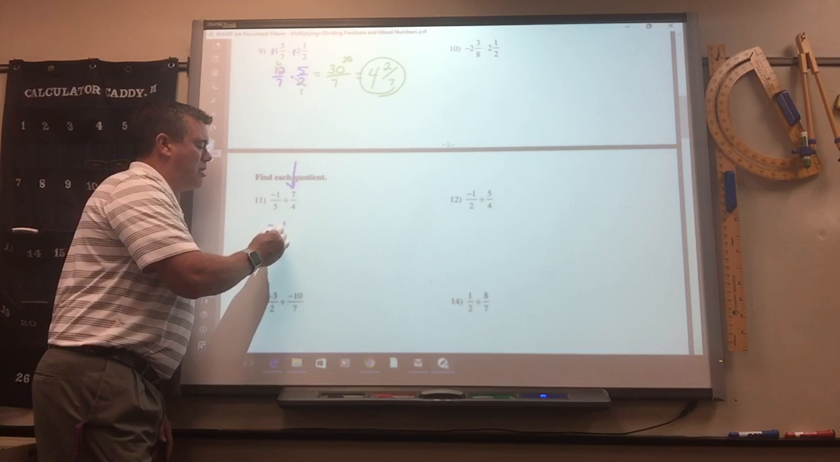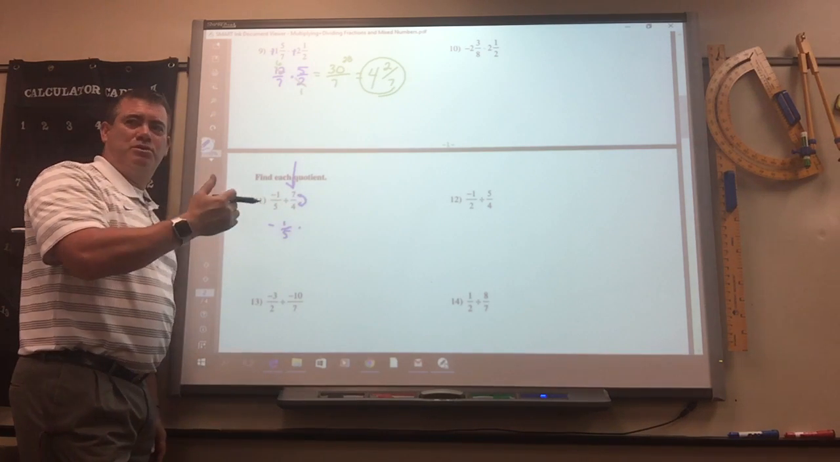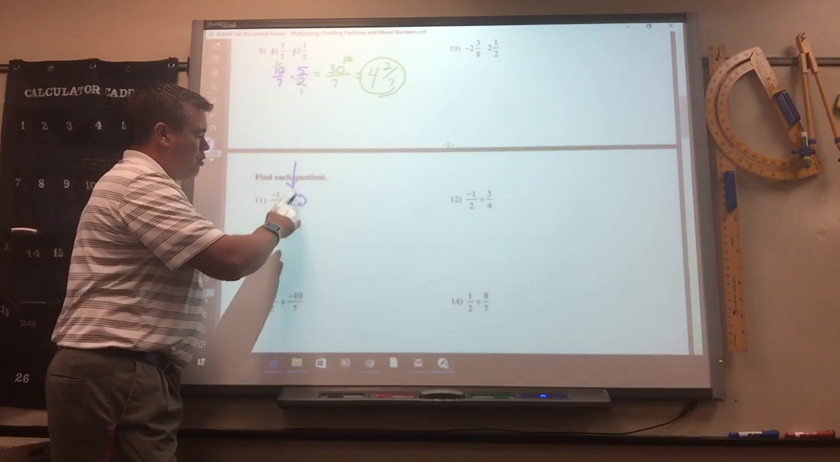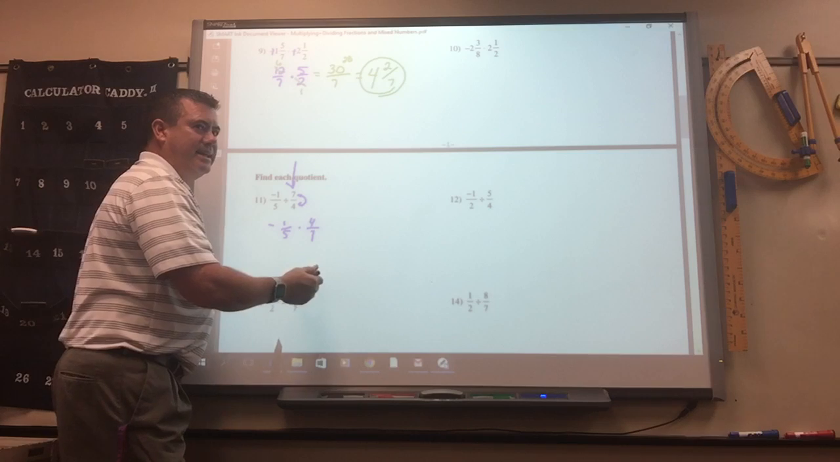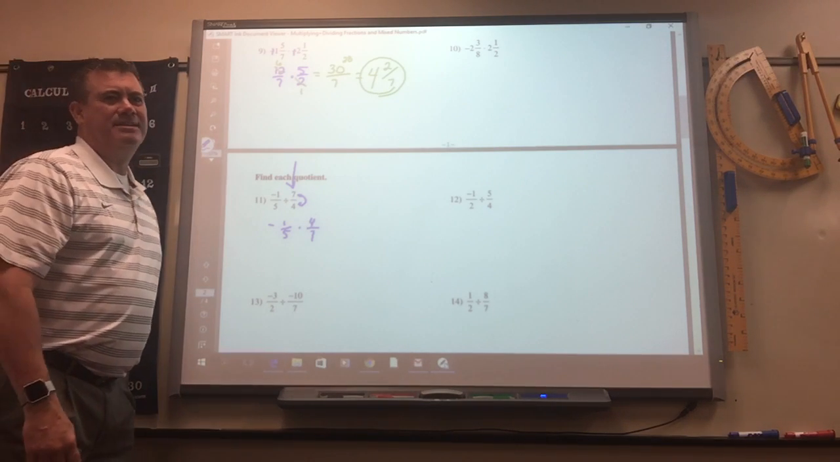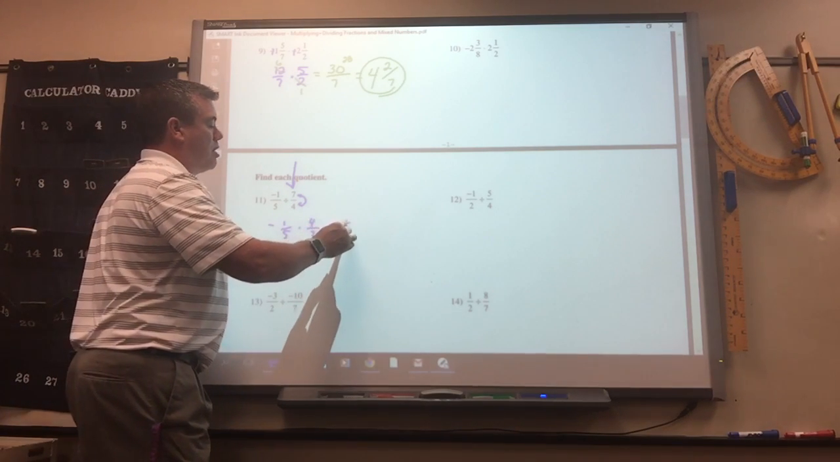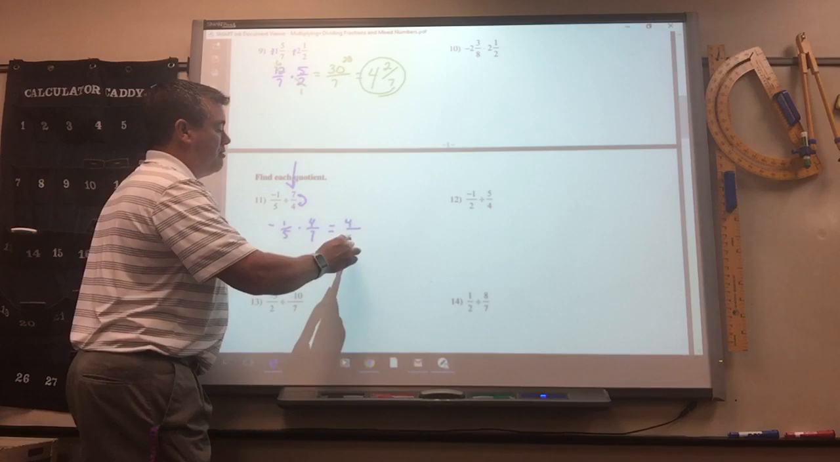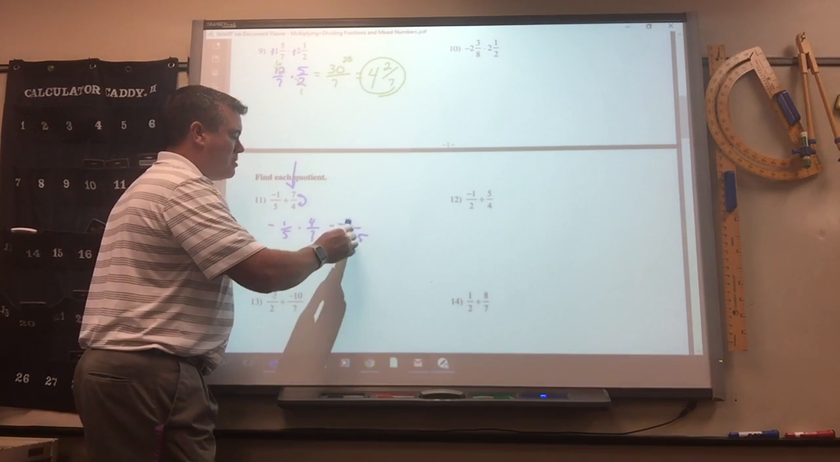So this is negative 1/5 times the reciprocal. You guys remember what reciprocal is? So the 4 goes on top, the 7 on the bottom. So, top times top is 4, bottom times bottom is 35, and since it's one negative, the answer stays negative.